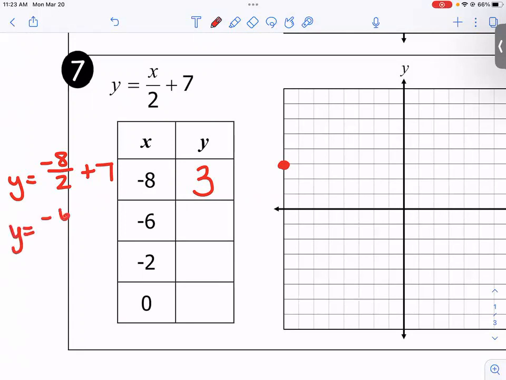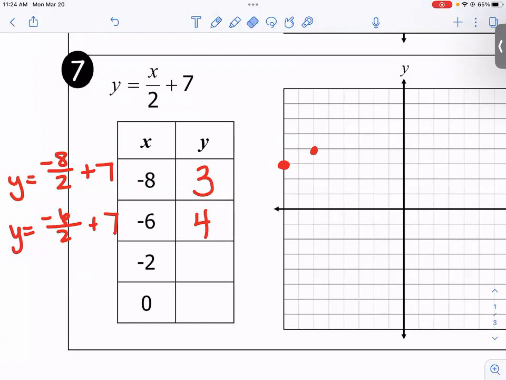Now let's replace our x with -6. What's -6 divided by 2? -3 plus 7 gives us 4. You know, I'm pretty glad that they didn't make me plug in a number like -7. Do you see how they picked numbers for us to plug in that were all even? That's helping us right now, isn't it?